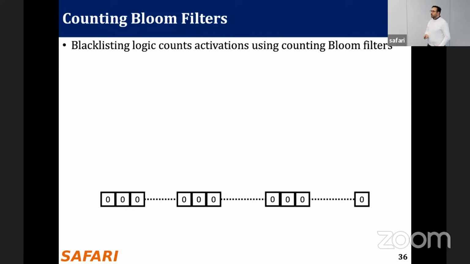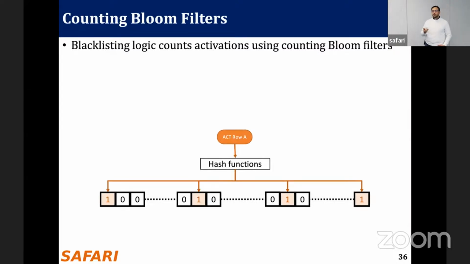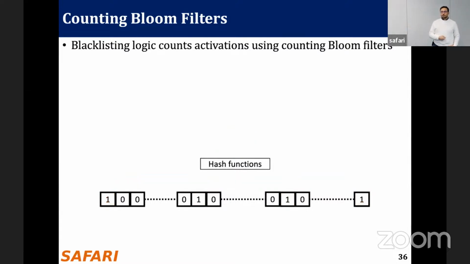This is a little background about how counting Bloom filters work and how they work in BlockHammer at the same time. The blacklisting logic counts activations using the counting Bloom filters. A counting Bloom filter is a very simple mechanism where we have an array of counters and a set of hash functions. When we activate a row A, we provide this row address to the hash functions, and these hash functions point to different counters in the counter array, and we increment those counter values.